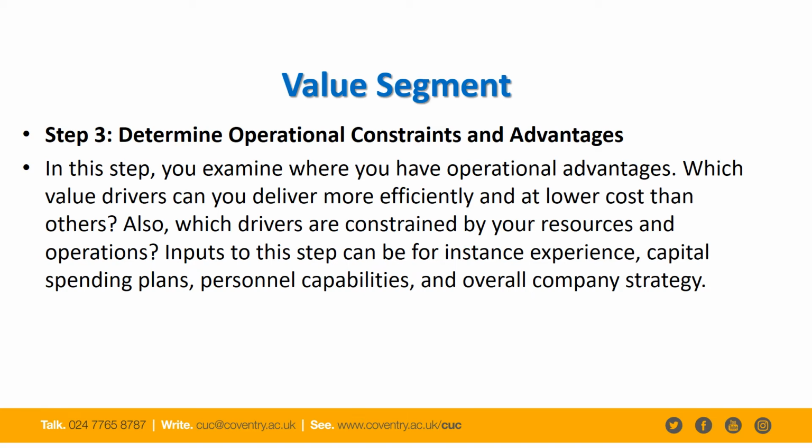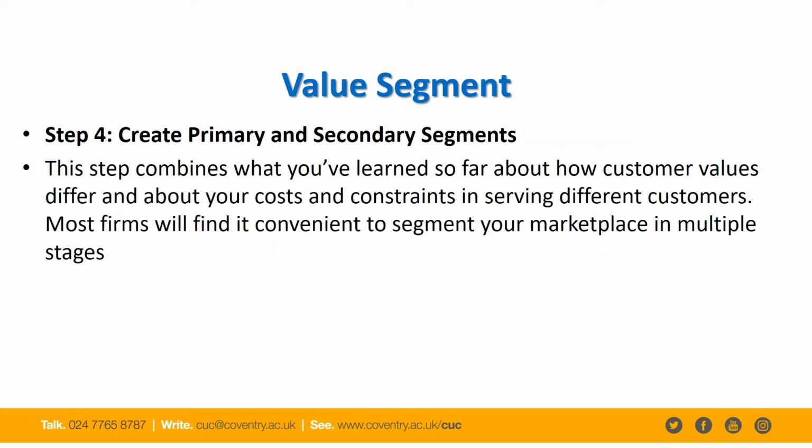Step 3 is to determine operational constraints and advantages. In this step, you examine where you have operational advantages. Which value drivers can you deliver more efficiently at lower cost than others? And also, which drivers are constrained by your resources and operations? Inputs into this step can be, for instance, experience, capital spending plans, personal capabilities, and the overall company strategy.